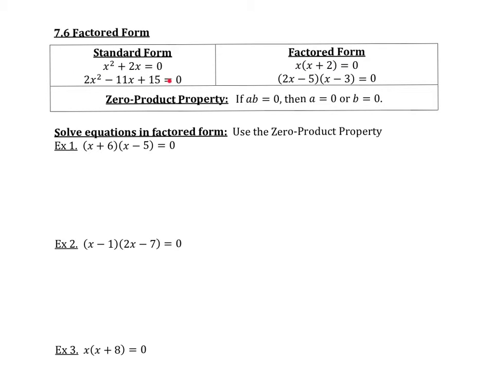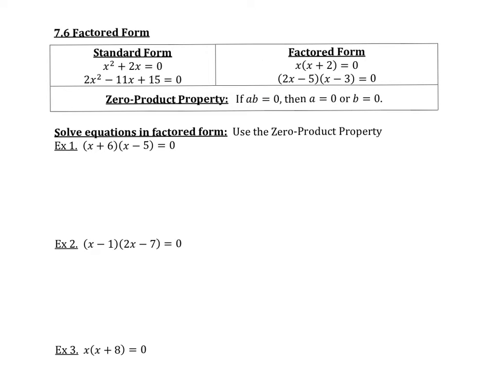Okay, same with this. This is standard form. It's going from highest degree to lowest degree, and it equals 0. In factored form, it would look like this. It's the product of two polynomials, and it's still equal to 0. Okay, there are times when we like standard form. There are times when we like factored form. For today, we like factored form.